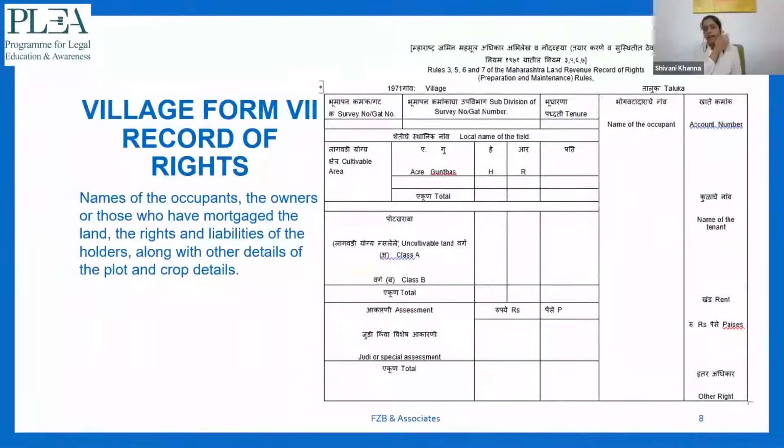Now, we have always heard of the Satbara extract in one go, without realizing that Form 7 is one kind of form, and the Bara is the second form, that is Form number 12. So Form number 7 is the record of rights.